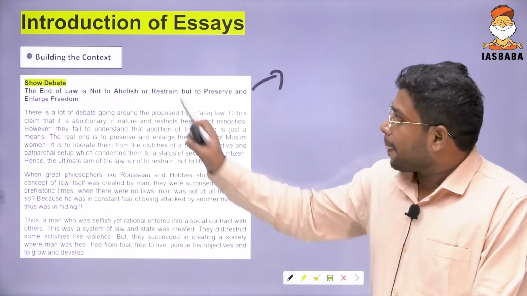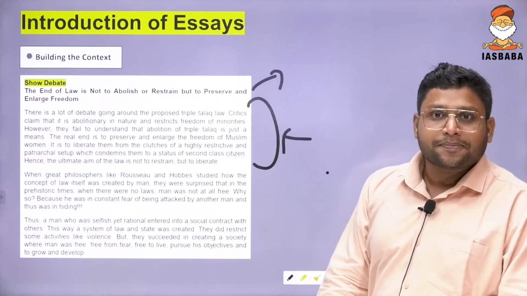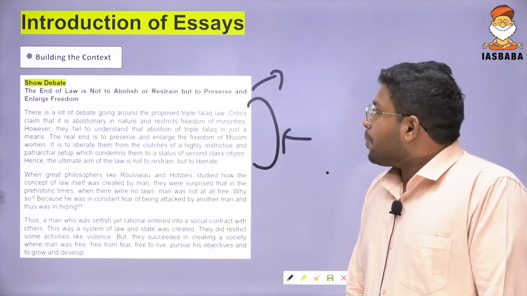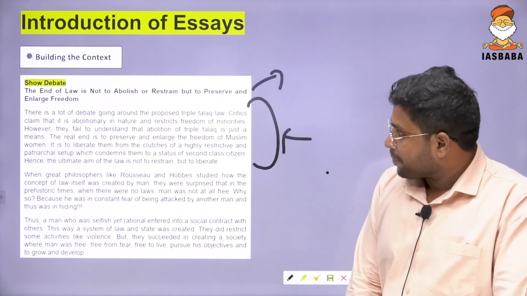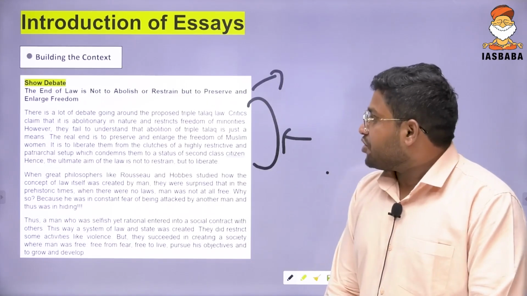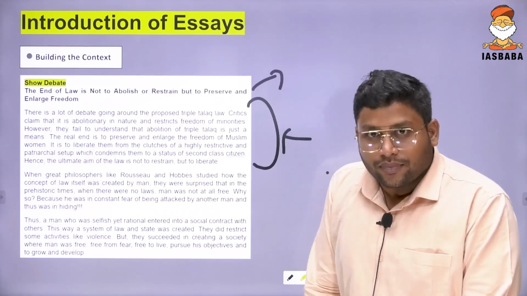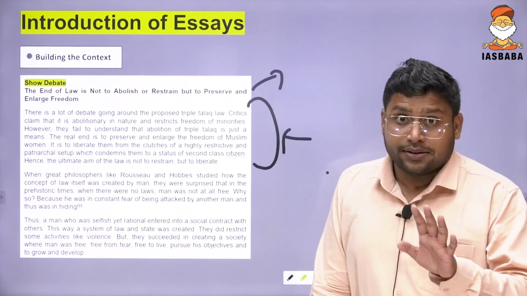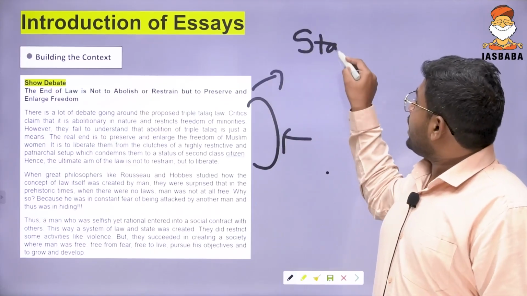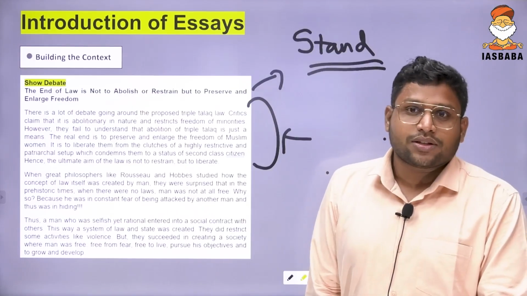Now see, here this person is showing a debate. There's a lot of debate going around the proposed triple talaq law. Critics claim that it is abolitionary in nature and restricts freedom of minorities. You see, you're taking a stand. First of all, think about this aspect. Many students don't take any stand in essay writing. That's a problem with students.